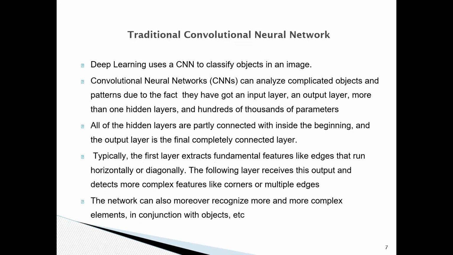When we discuss traditional convolutional networks, the major advantage of deep learning is for classification of different images or image processing. There are many hidden layers and fully connected layers inside the CNN. Typically, the first layer extracts the fundamental features such as edges by using different filters and convolution layers. Then more complex features of the images are extracted, which is the advantage of deep learning using CNN.